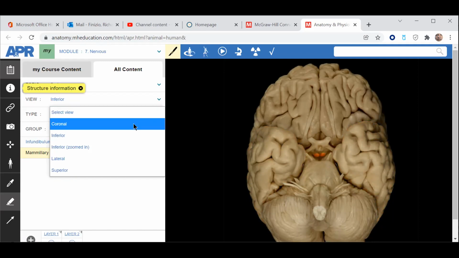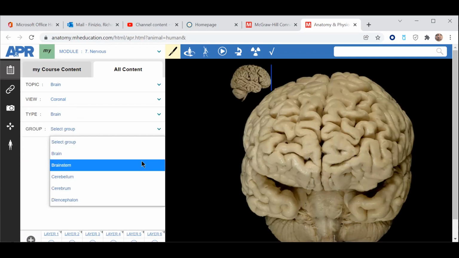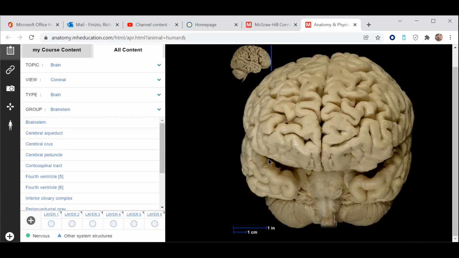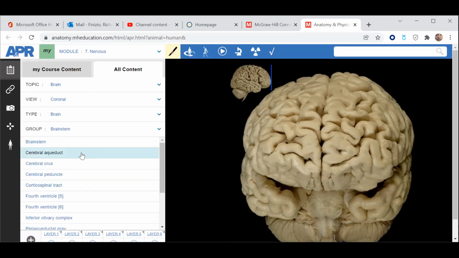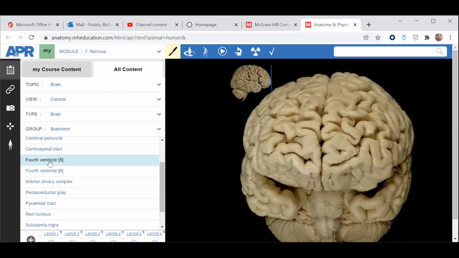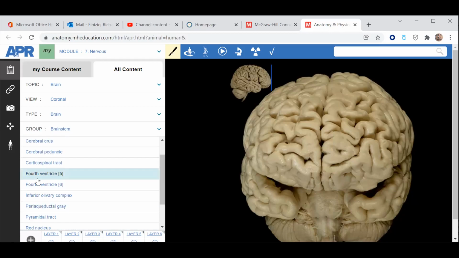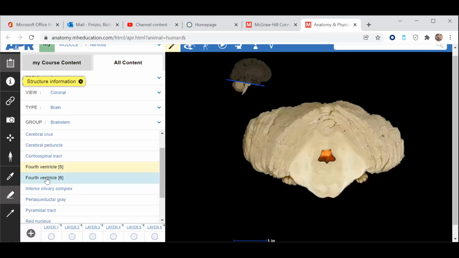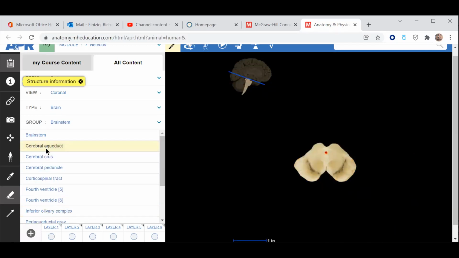Let's see if we can see other views. This is the coronal view. Looking at the front, you can see the brain, and we can look at the brain stem, which really isn't on there. The ventricles. Fourth ventricle. I wouldn't put these pictures on. So this I'm going to kind of run through quickly. This view I will not put on.